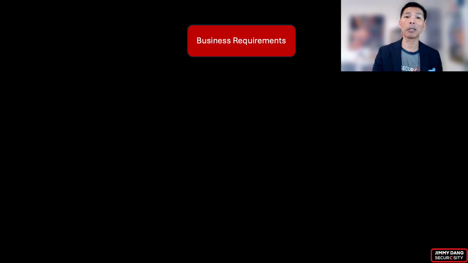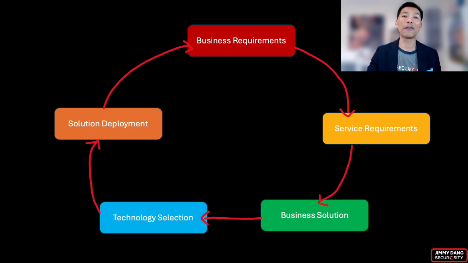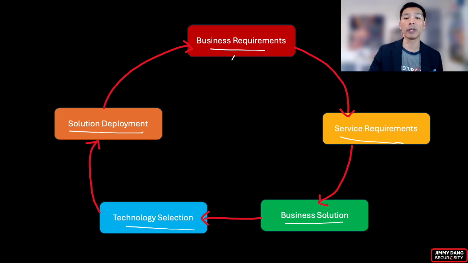The enabling and support dynamic connector is a life cycle as opposed to a done-at-once approach. So let's take a look at what that looks like. These are the key phases to the life cycle: business requirements, service requirements, business solution, technology selection, and then solution deployment. Let's go into detail, starting with the business requirements.